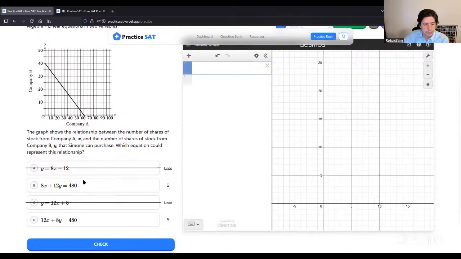So they equal 480. So it should be B because when we plug in 40 for Y and 0 for X, we get 480 there. If we did it here, we would only get like 320.